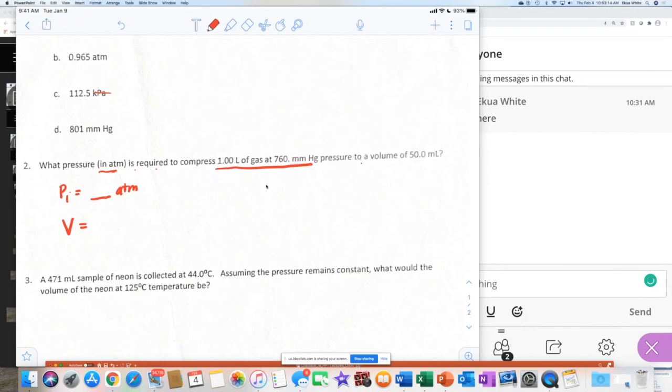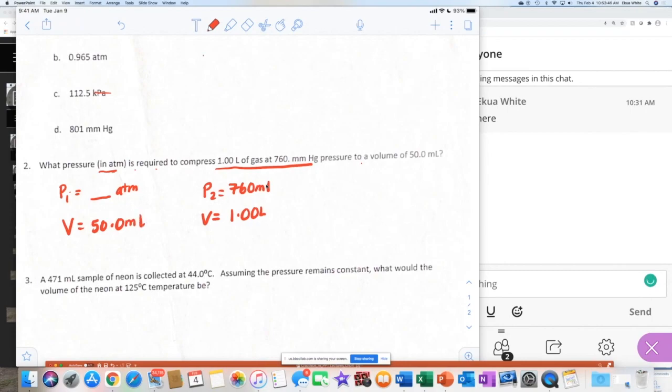From looking at this, I'm thinking that the volume they gave us in the beginning, the 1.00 liters, actually goes with the pressure of 760 millimeters of mercury. So this is one of those questions where you really have to know the law to know what numbers go where. It's not so simple. I'm going to confirm it by using the law in just a moment, and I'll show you how.